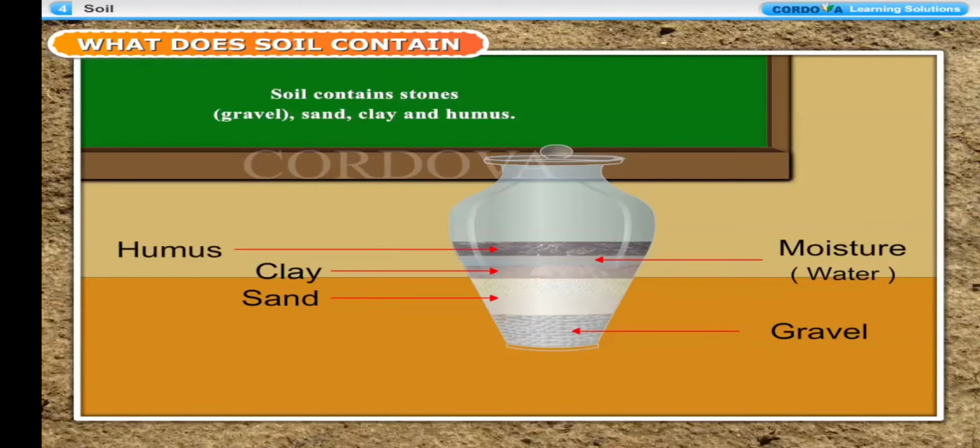Above the layer of gravel, we find a layer of sand. Above the sand, we find clay. The water above the layer of clay is not clear. Dead leaves, twigs, and parts of dead insects float on the water. This is called humus. It makes the soil fertile. This shows that soil contains stones, gravel, sand, clay, and humus.